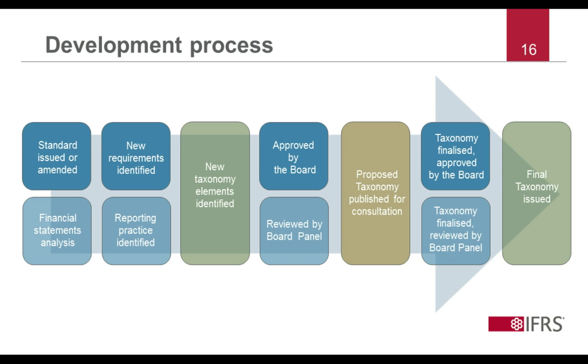Suppose an IFRS standard is developed, all of the requirements in that standard then have to be identified, and elements to match them are then developed. The board approves those developments before the proposed new elements to the taxonomy are then consulted on. We then publish a document for consultation, and after that consultation has been completed and the comments have been analyzed, the taxonomy is finalized, factoring in any feedback that the board has received. And then at the end of the process, the board approves it and it's published ready for companies to use.